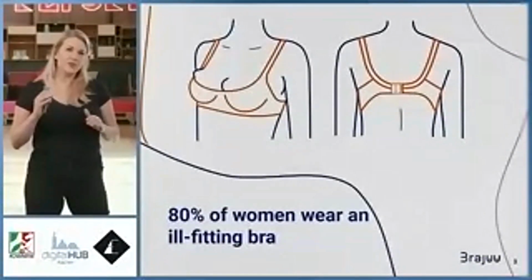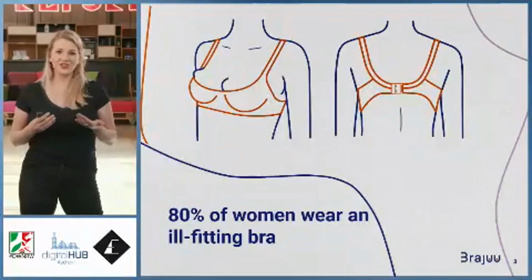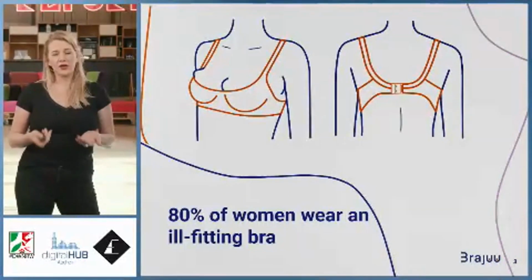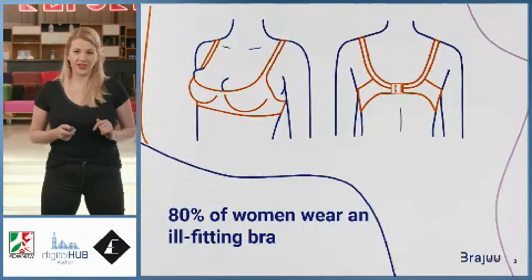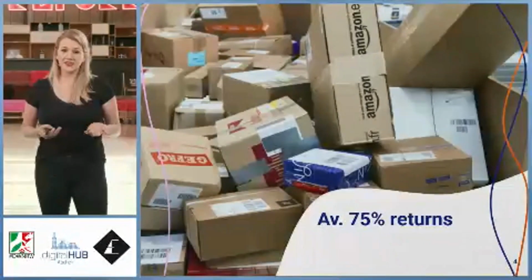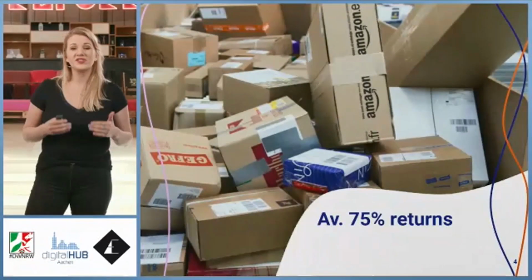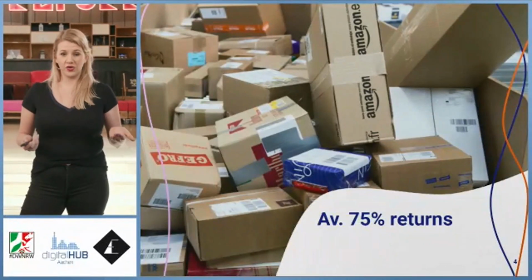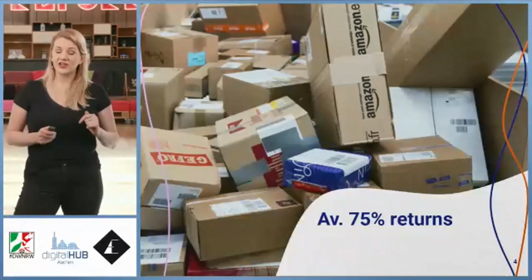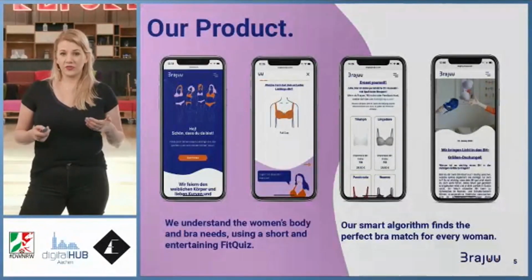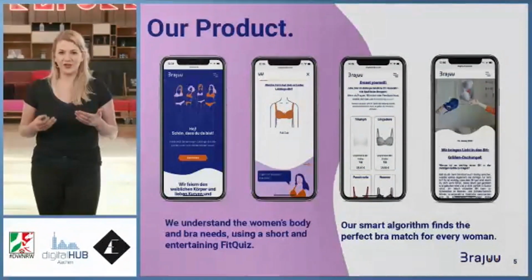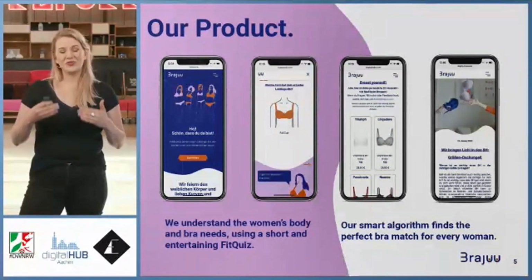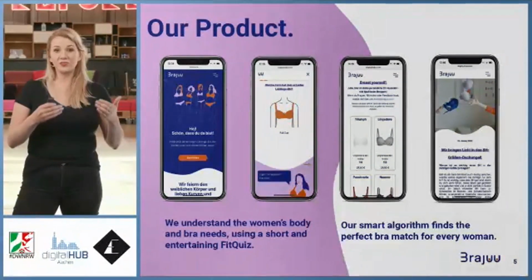And I assume there might be quite a few men listening right now to this presentation. And let me tell you one thing. Just imagine you're walking all day in a pair of shoes that doesn't really fit. You don't really want that. And because bra shopping isn't easy, online returns are up to 75%, which causes a lot of unnecessary CO2 emissions and costs. Well, we at Brajuu decided to fix these issues with our platform. We developed a smart fit quiz that can understand the individual breast and body needs to find the right bra for every single person.